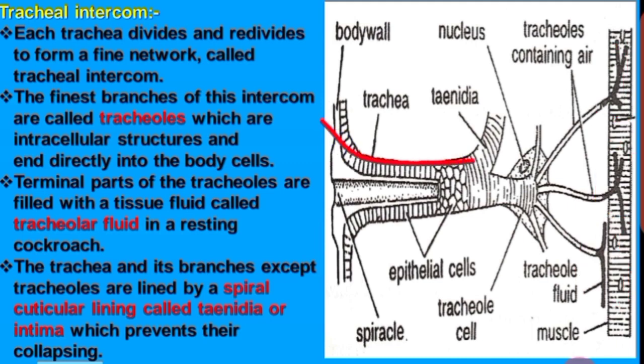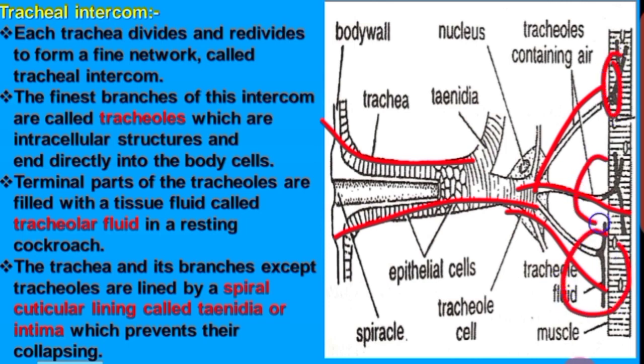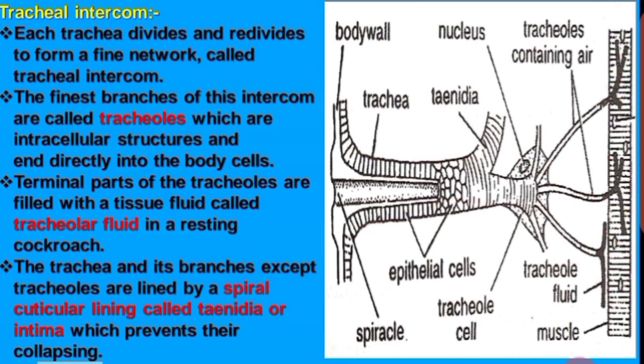It is actually a trachea. Trachea divides into tracheole. Tracheole is intracellular in structure because it ends directly in the body cell. The tracheolar ends are filled with the help of fluid in a resting cockroach. The trachea and its branches, except tracheole, are lined by a spiral cuticular lining. This spiral cuticular lining is called ctenidia, otherwise known as intima.